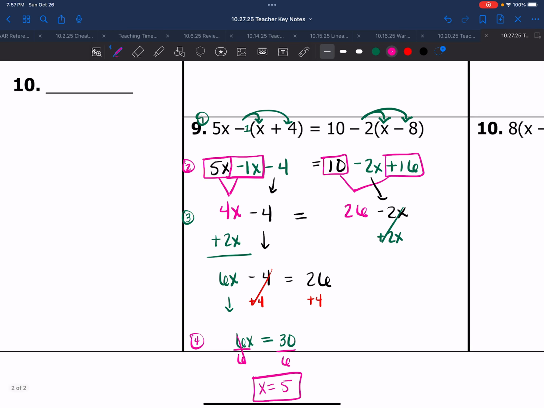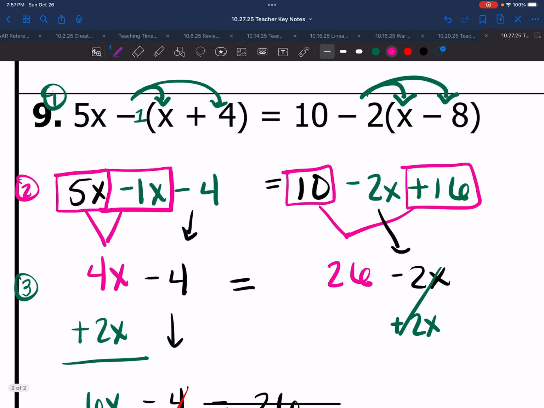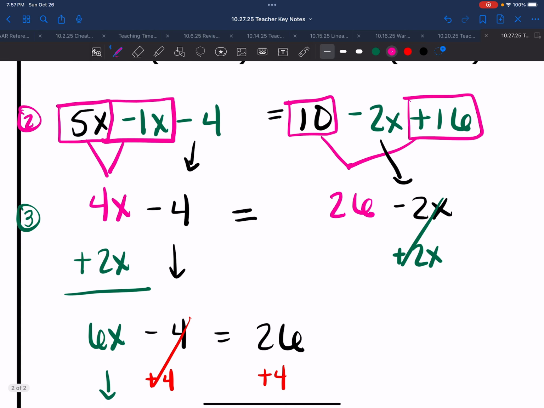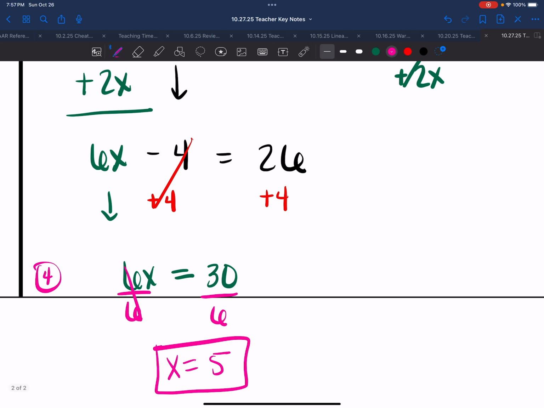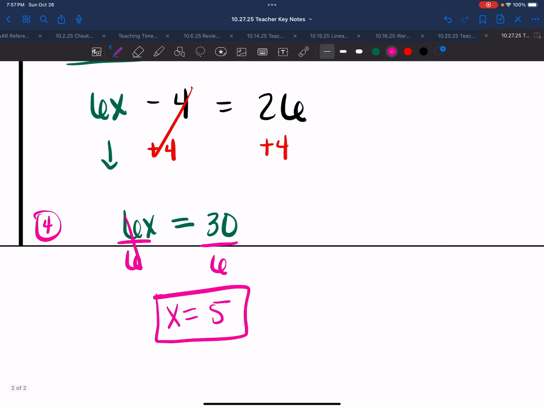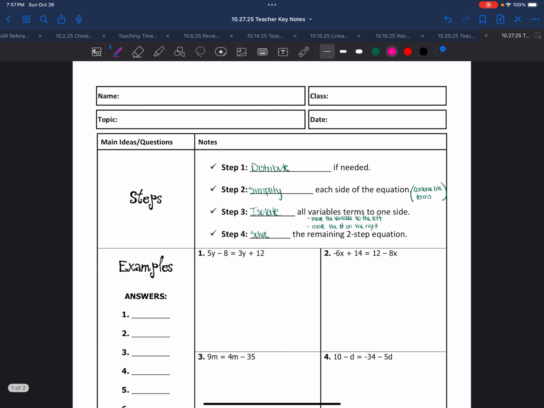Okay, again, let me go back. Step 1 is distribute. So we distributed the numbers. Step 2 is we combine like terms. Step 3 is we isolate. We move all the variables to the left, all the numbers to the right. Step 4 is we are going to just solve. Okay, now I'm going to go over an example where we don't have to do all of the steps.